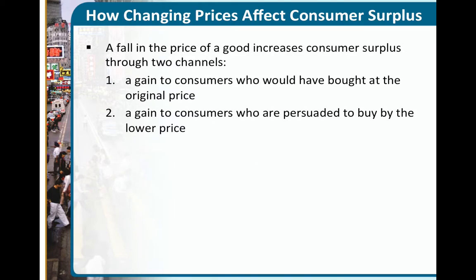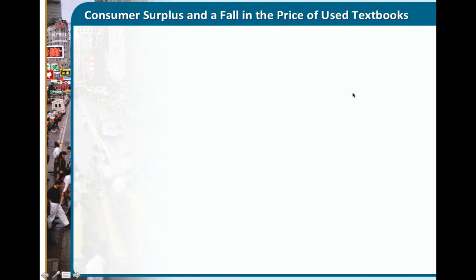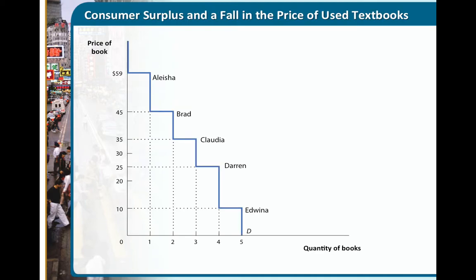So changing prices will change consumer surplus. And for this example, we'll use a fall in the price of the good. A fall in the price of textbooks would increase consumer surplus because there would be more consumers who are going to buy the book at a lower price, but then there's also going to be additional consumer surplus from those consumers who would have bought the book anyway. Let's see that in graphical form so it makes a little more sense, I think. So the original price of $30 and the new price of $20 for the textbook.